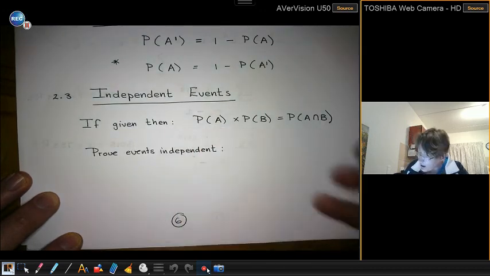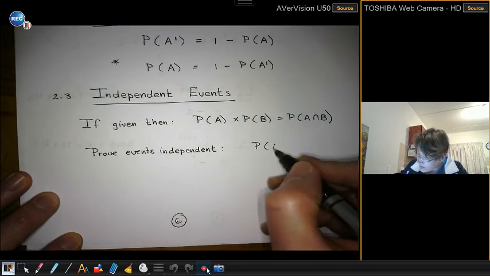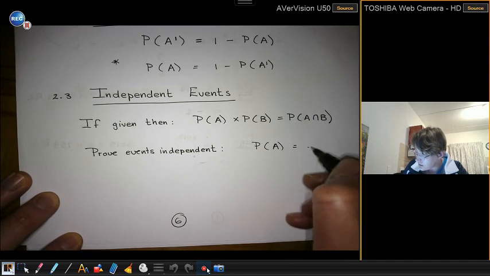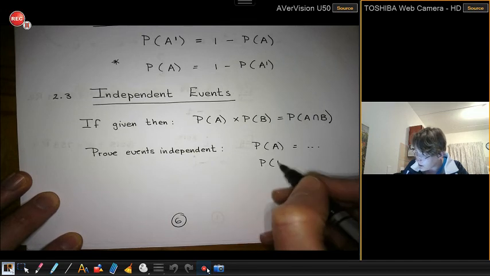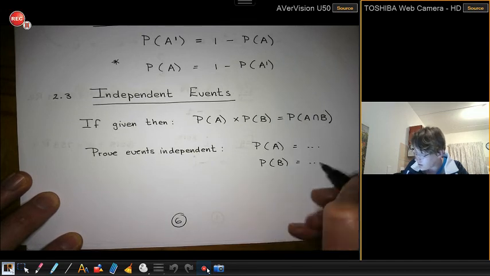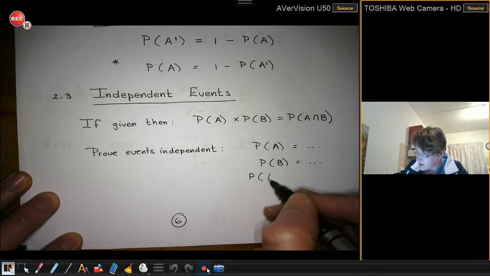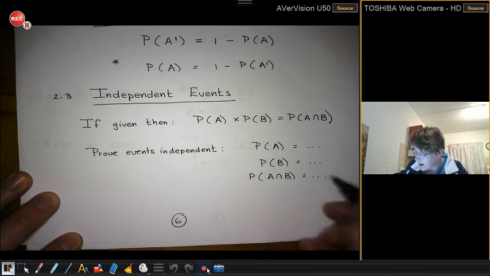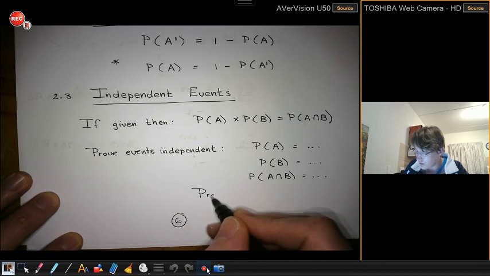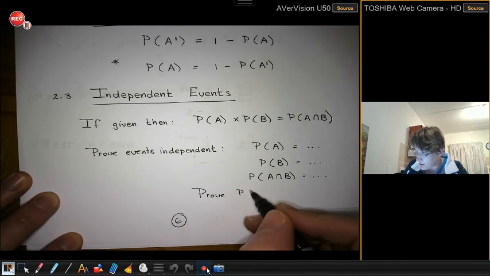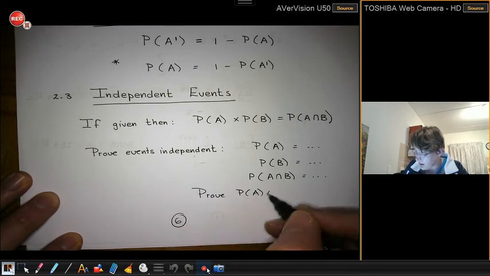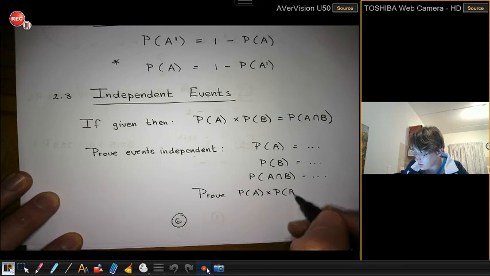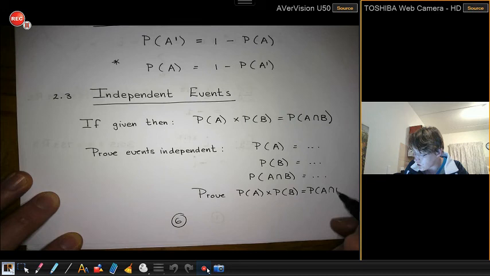Please remember, I will first have to work out the probability of A, then I'll have to work out the probability of B, and then I'll have to work out the probability of A and B. And then I need to prove that the probability of A times the probability of B is equal to the probability of A and B. So please do not mess up these two.